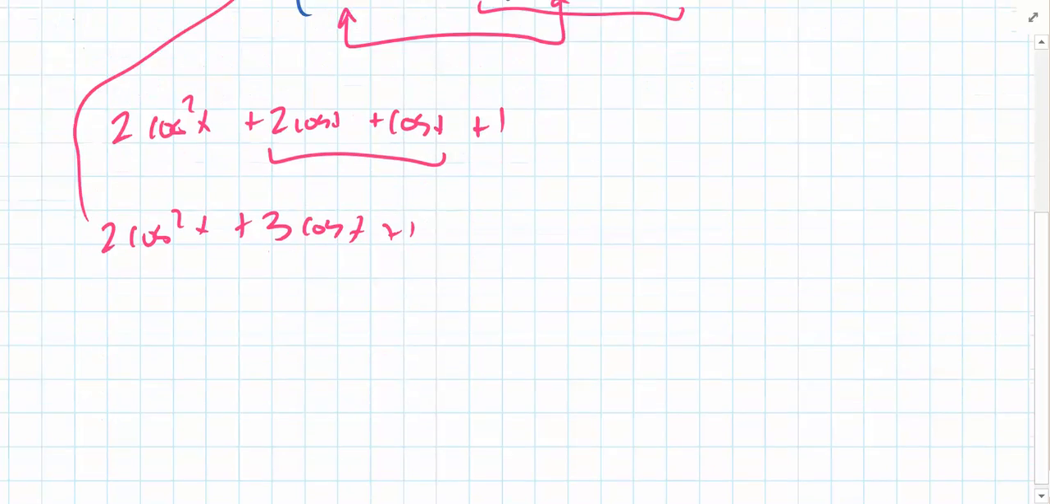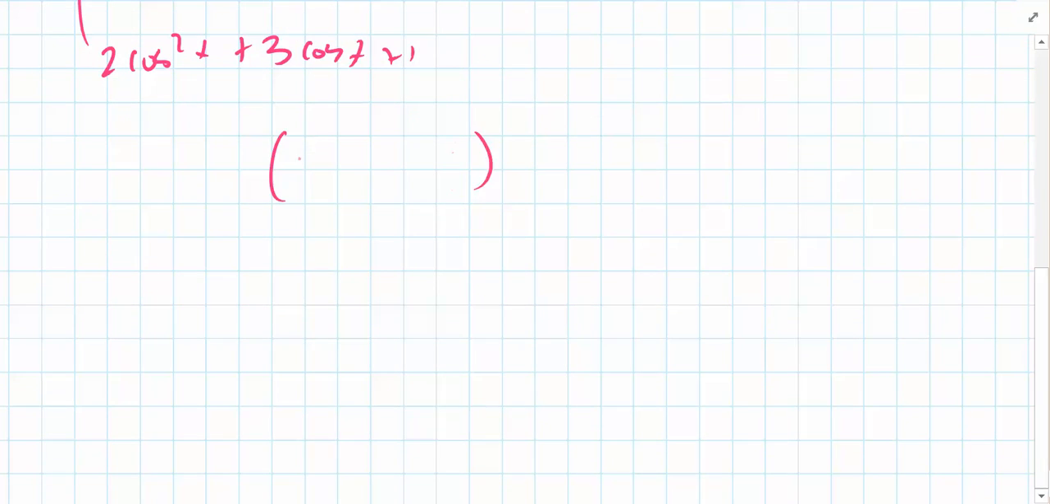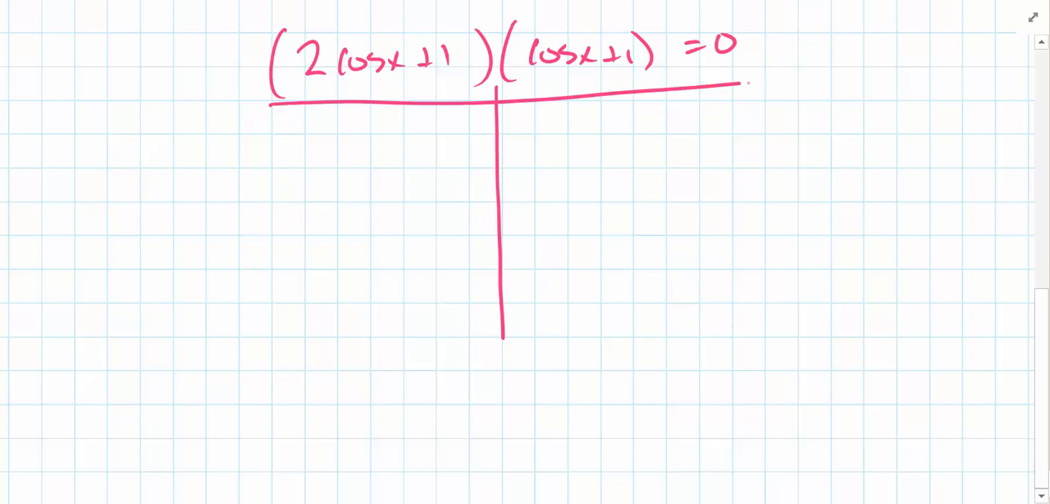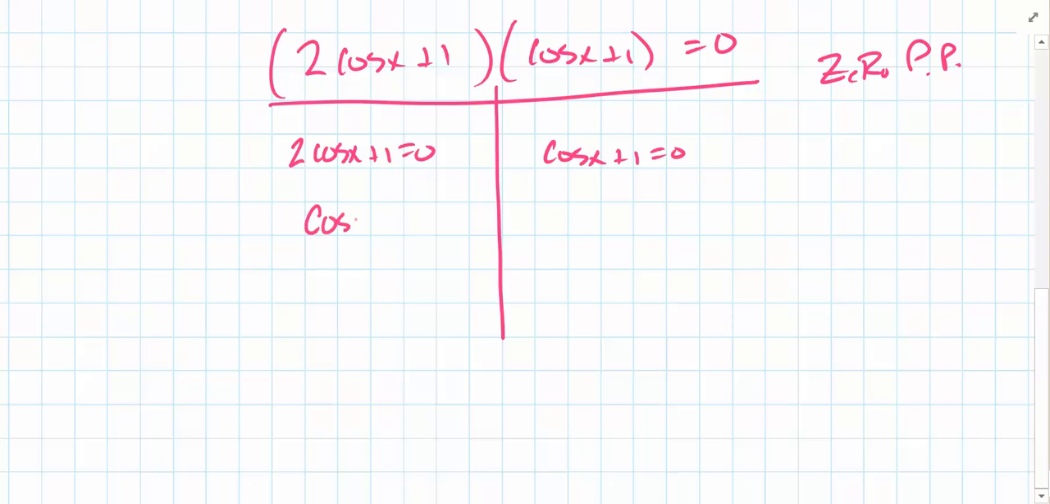All right, very cool. So I'm going to rewrite the factored form right down here. We said it was 2 cosine x plus 1 and cosine x plus 1 equals 0. So now, what did you do before when you were factoring quadratics? You use the zero product property. So therefore, 2 cosine x plus 1 is 0, or cosine x plus 1 is 0, using the zero product property.